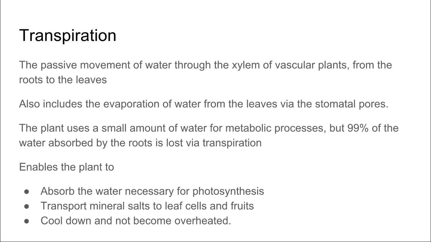99% of the water absorbed by the roots is lost via transpiration, leaving 1% to be used for metabolic processes. The process of transpiration enables the plant to absorb any water necessary for photosynthesis, but also to transport mineral salts to the leaf cells and to fruits, and it also plays an important role in the maintenance of the temperature of the plant.